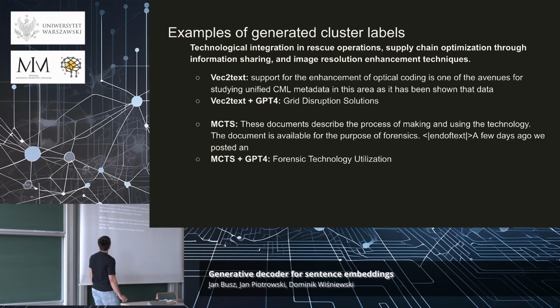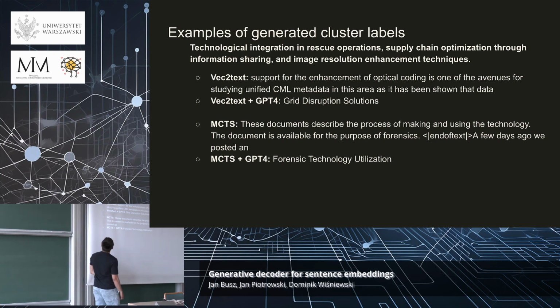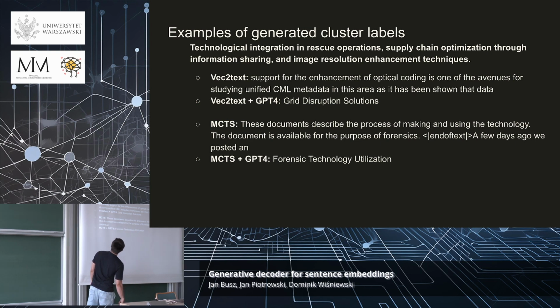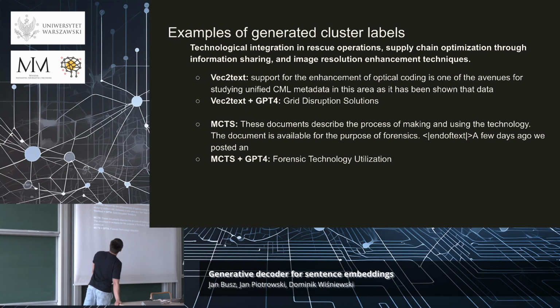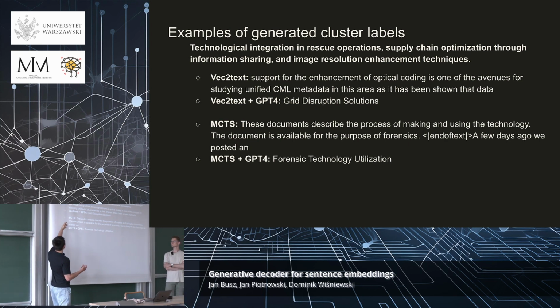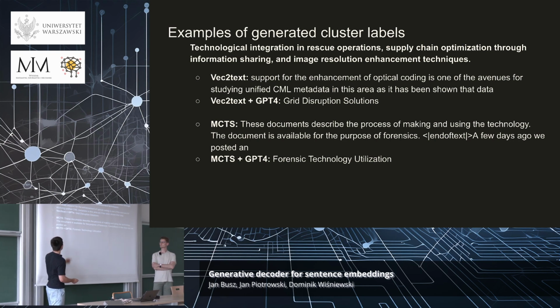But there is also another example where MCTS found the keywords which are included in the description of the cluster. For example, technology and forensics is related to rescue. So it found some tokens which have similar meaning, but because we are generating the solution iteratively, MCTS cannot change it. So when we use GPT-4 to rephrase it, we get a really clear cluster description.